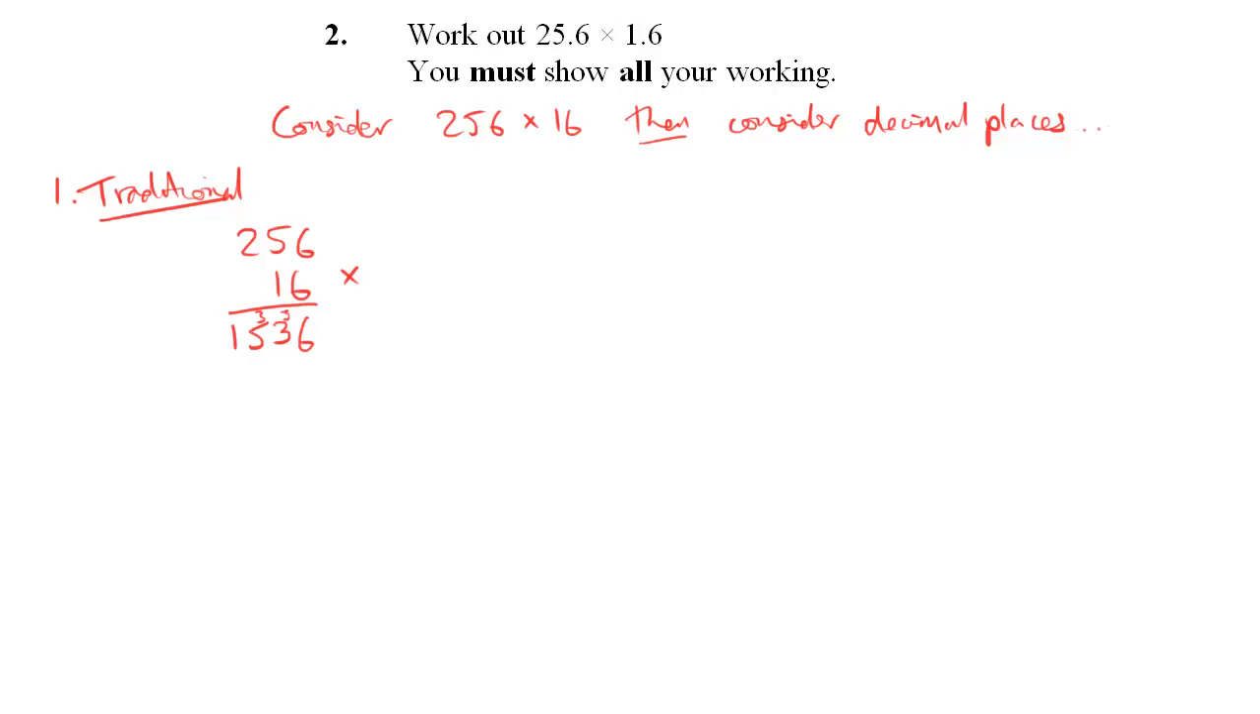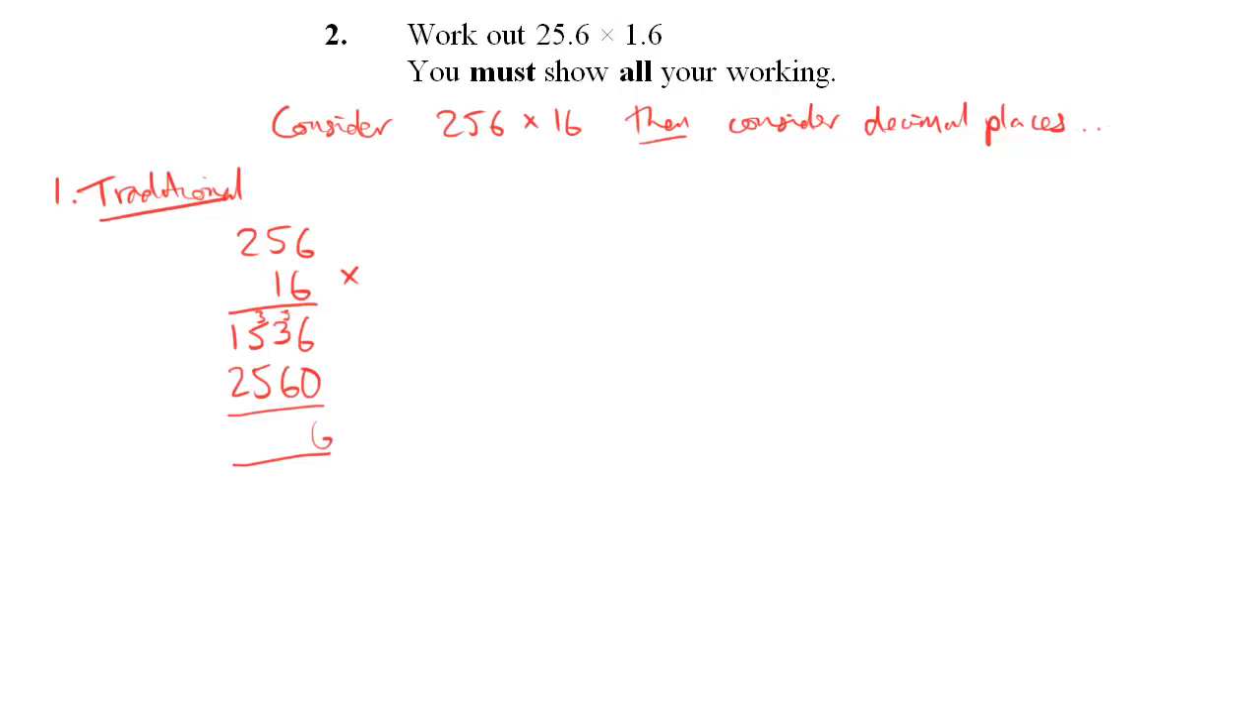Next, we're going to multiply the 1 by 256, but given that the 1 is really a 10, we start by putting a 0 there. And then we simply do 1 times 6, 1 times 5, and 1 times 2. So that line is quite easy, but it works the same way if you've got a digit other than 1, as long as you put the 0 there.